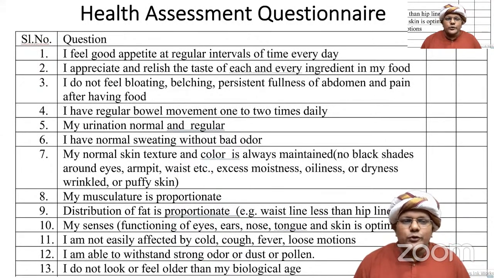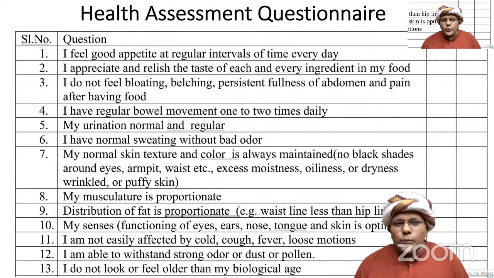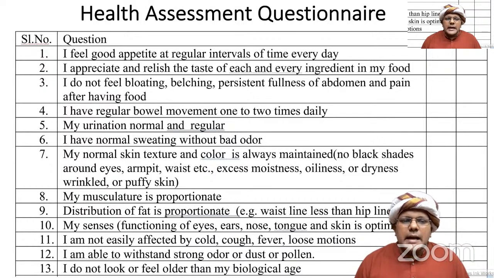And after having food, I do not feel bloating, belching, persistent fullness of abdomen, and pain after having food. All these things are not there. Yes, no. I have a regular bowel movement 1 to 2 times daily, particularly in the morning time. Yes or no. My urination is normal and regular. It's not like very less urine output, or some people will have a lot of frequent urination. Both are not healthy.